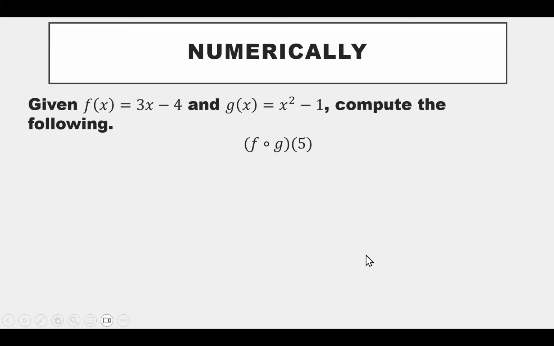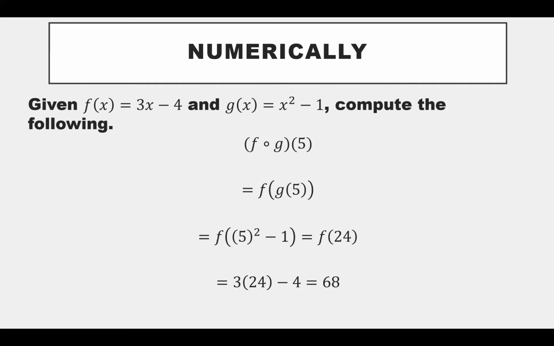Let's do an example numerically. Here we have two functions. F of x equals 3x minus 4, and g of x is equal to x squared minus 1. Let's take f of g of 5. What that means is we're going to plug in 5 into the function g. That gives us 5 squared minus 1, which is 24. And then I plug that 24 in as the input of f. 3 times 24 minus 4 becomes 68.